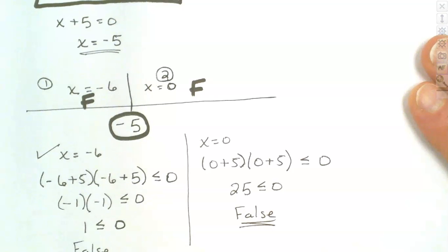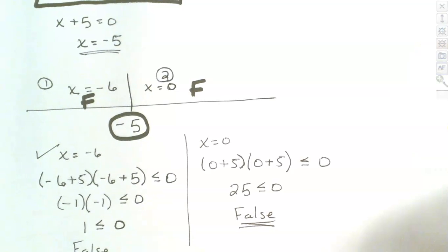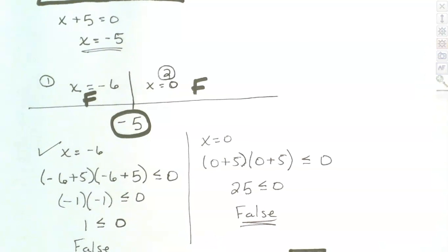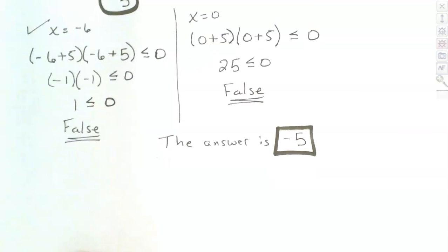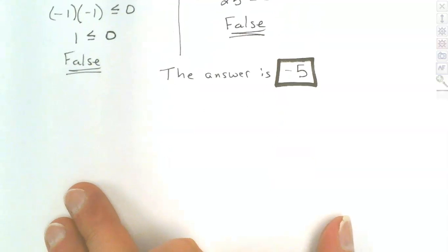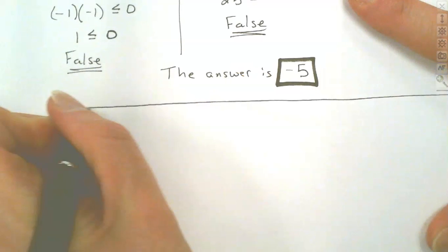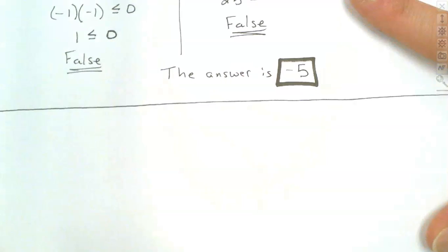negative 5. That's it. Now, what would have happened if I would have changed it a bit? Let's talk about the different outcomes. Okay, so the answer in this one's negative 5. What would have happened if I would have changed it? Just so we understand the inequalities and how they work.